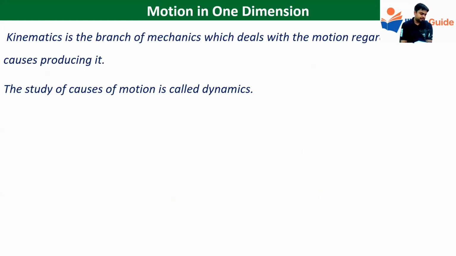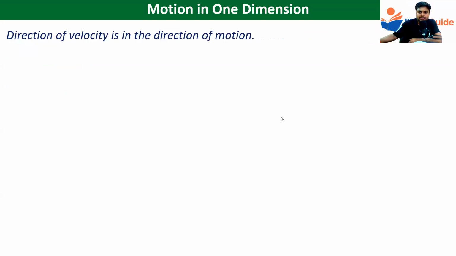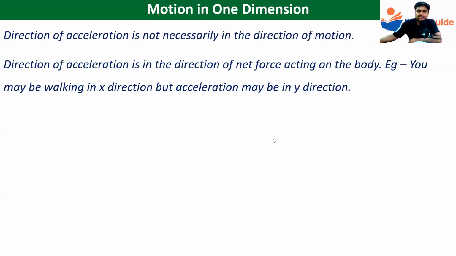So kinematics. Kinematics is the branch of mechanics which deals with the motion regardless of the causes producing it. The study of the causes of motion is known as dynamics. The direction of velocity is the direction of motion. Direction of acceleration is not necessarily the direction of motion. Direction of acceleration is in the direction of the net force acting on the body.